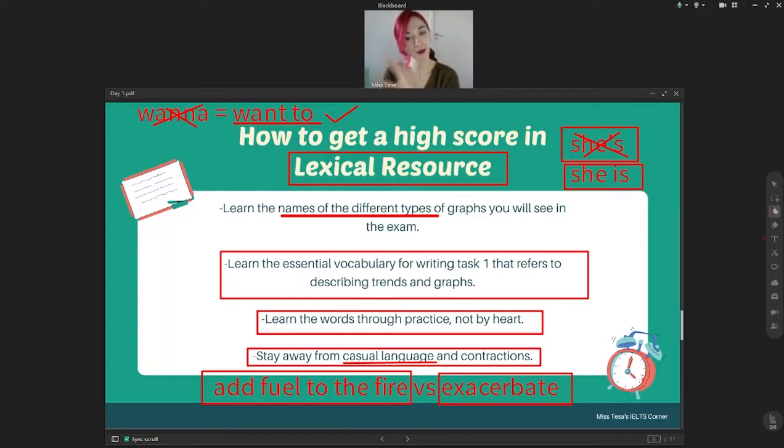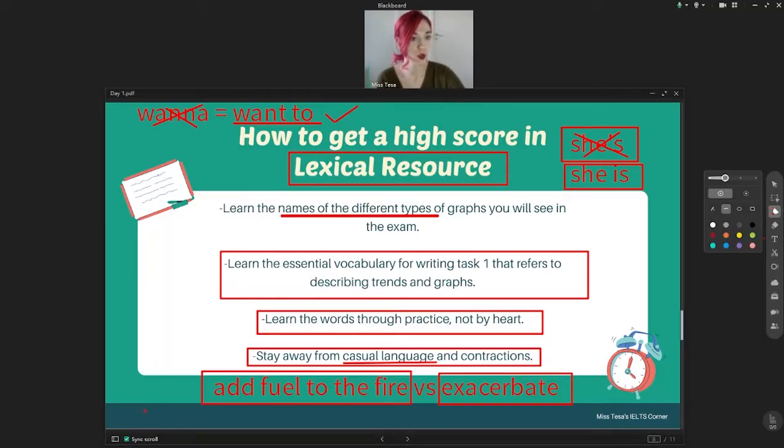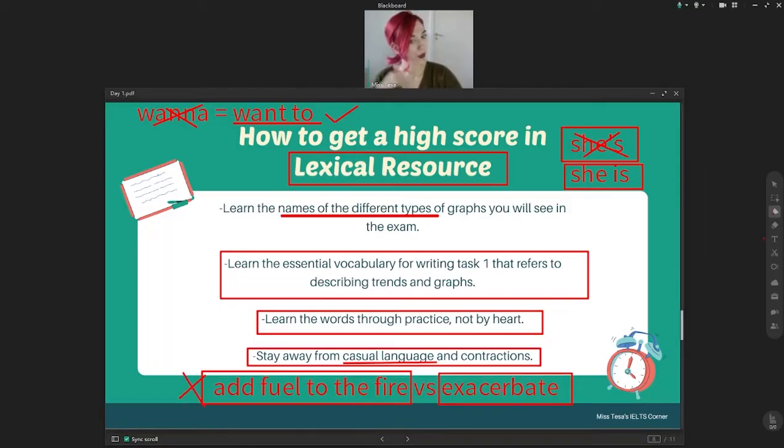But add fuel to the fire is an expression that you would use for the speaking exam, because add fuel to the fire is a very casual idiom, you know? So we don't want to use add fuel to the fire. Exacerbate, however, is a much, much better word to use for making a bad situation worse when it comes to academic writing. So that's just something you need to pay attention to when learning vocabulary for the writing exam.